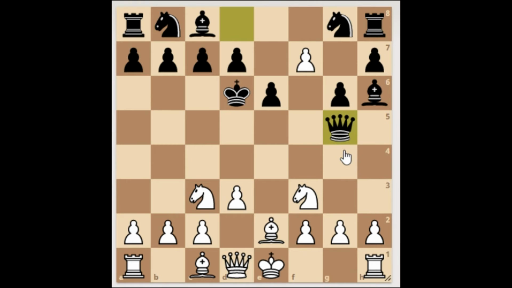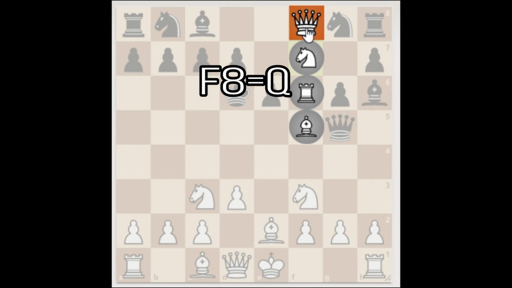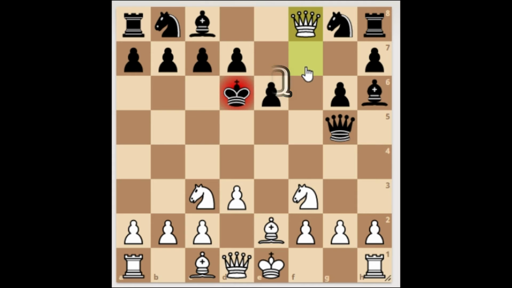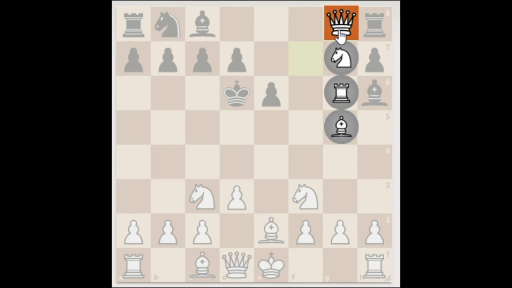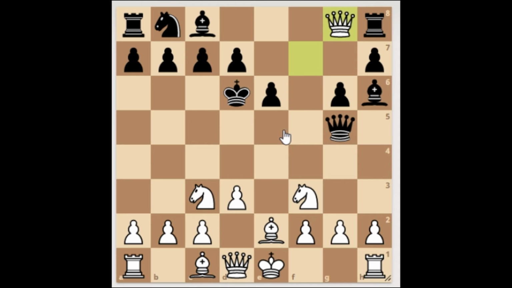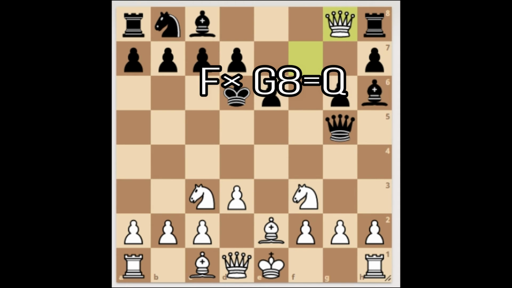Now, to represent promotion of a pawn, take this example, where we are promoting pawn at F8. Then we will write F8 equal to sign, then the notation of piece we are promoting it to, that is queen here. For promotion while capturing a piece, consider this example, where we are capturing knight with F7 pawn, and then, promoting it to queen, we will write it as F cross G8 equals to queen.